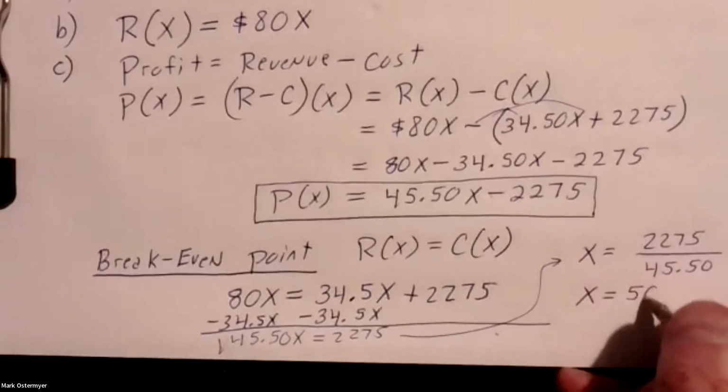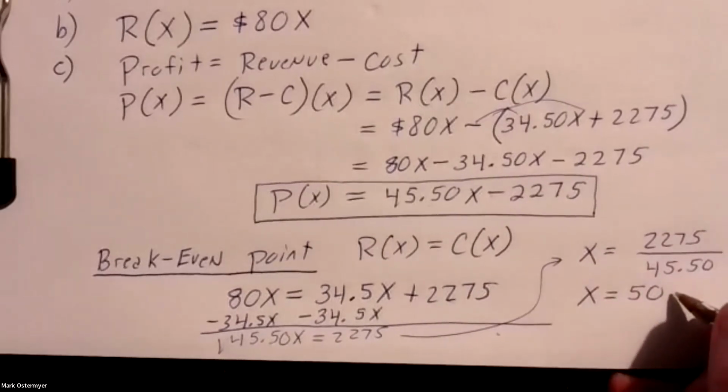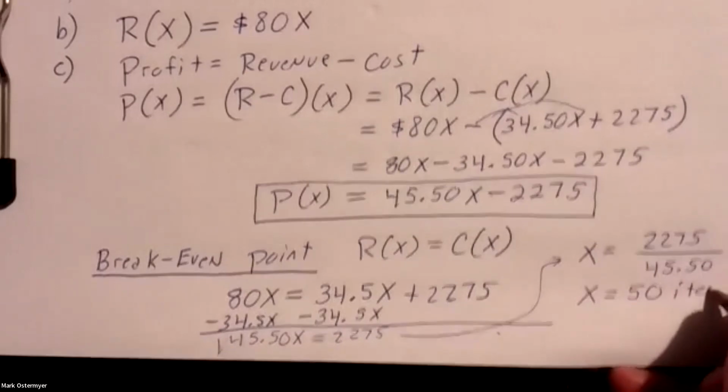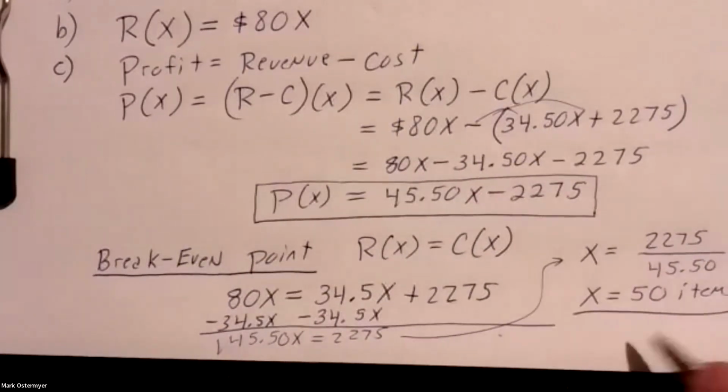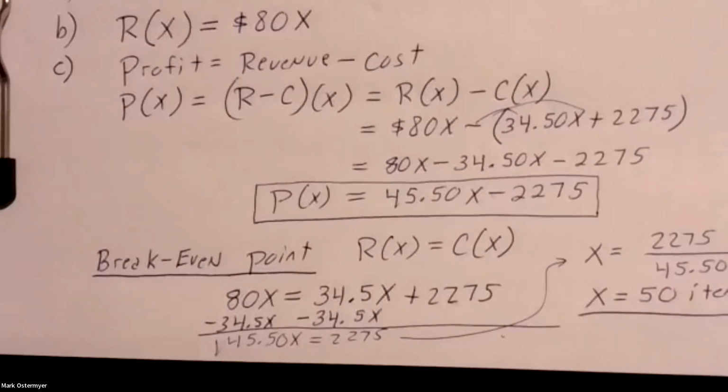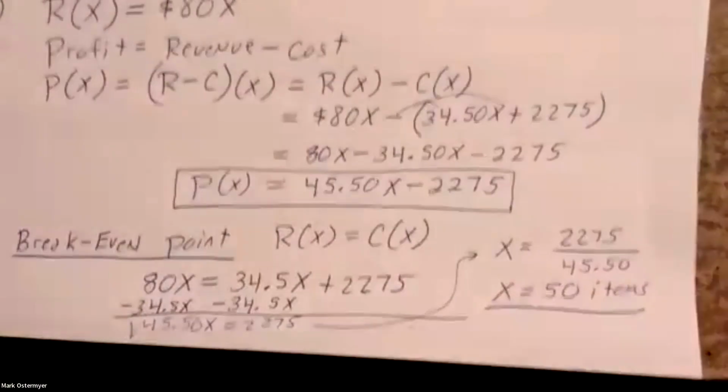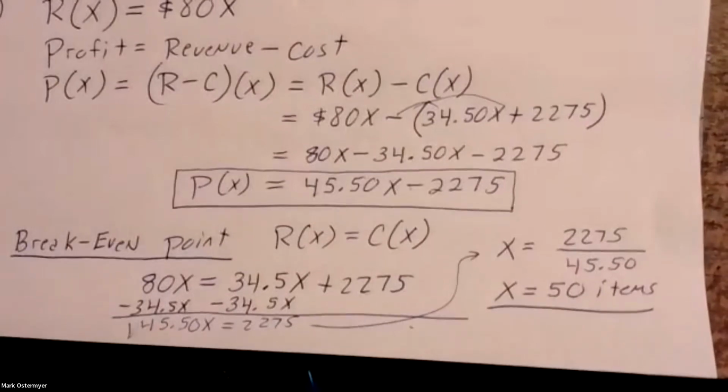And so to break even, we have to manufacture and sell 50 what? Items. That's how we break even. You got to manufacture and sell 50 items to break even.